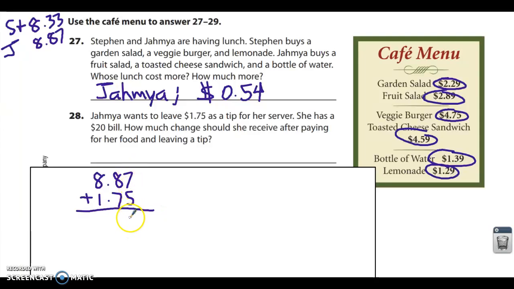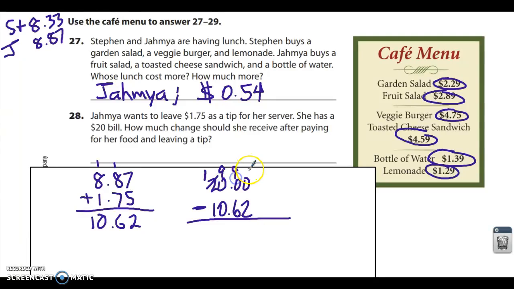7 plus 5 is 12. 8 and 7 is 15, plus 1 is 16. 8, 9, 10. 1062. So her total is 1062. She has a 20. That means subtract. She's going to pay with a 20. She's going to borrow from this 2 over here. This becomes a 1. All these zeros in the middle become 9s, and the farthest 0 to the right becomes a 10. So I've got 10 minus 2 is 8.